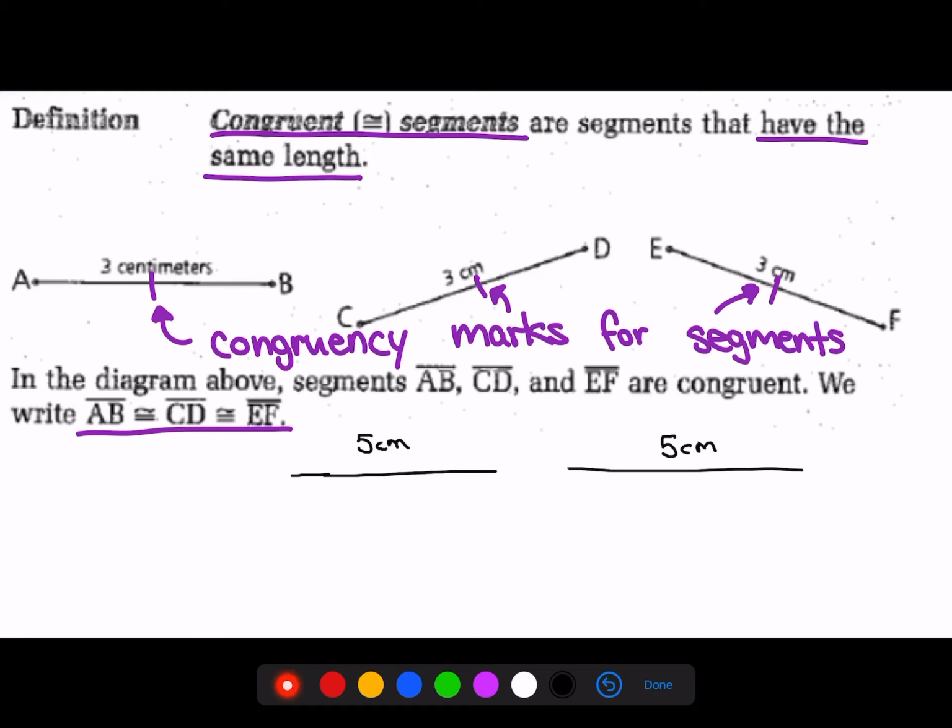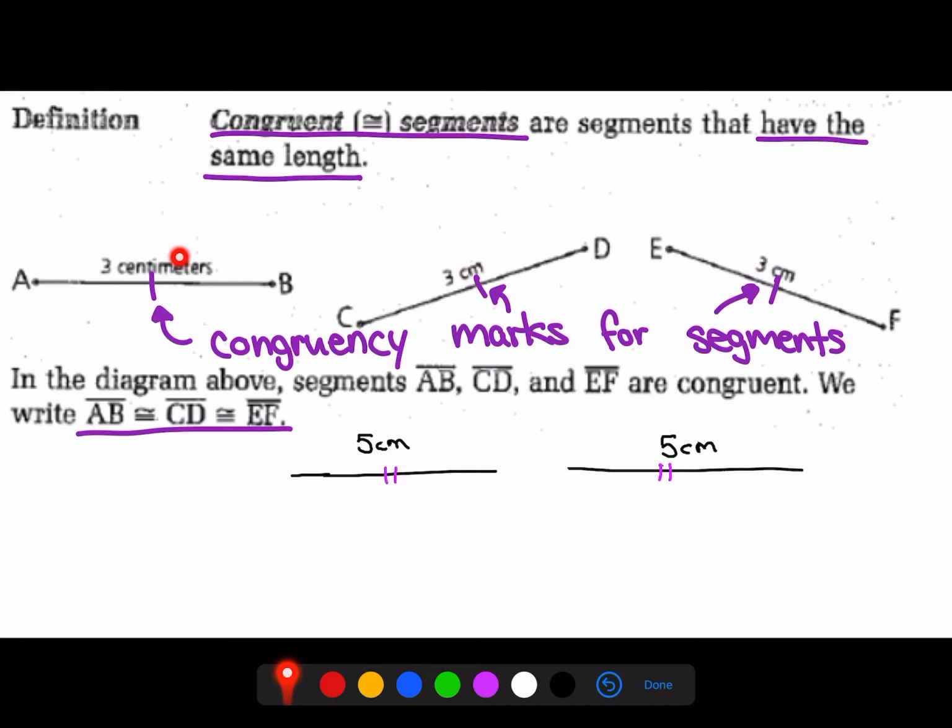Well, then I know that these two segments aren't congruent to the other ones up top, but they're congruent to each other. So therefore, they would get 2 congruency tick marks to show that they're congruent as well. So again, 2 goes with 2, so they're the same. 1 goes with 1 goes with 1, so they're all the same. So again, that's how you guys will be able to tell just by looking at the congruency marks what's the same, what's different in these diagrams. All right, that's it for congruency.